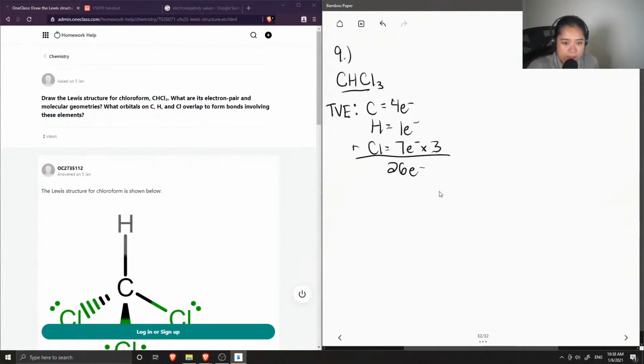So now let's draw carbon as our central atom. We'll draw single bonds to all of the terminal atoms as well. And I'll show all of the lone pairs on chlorine.